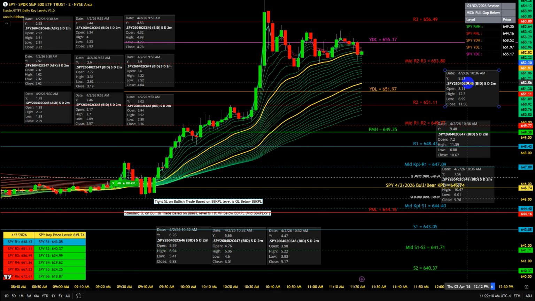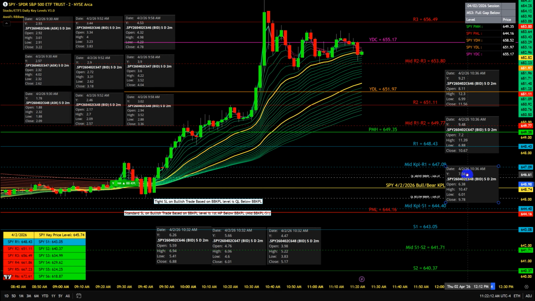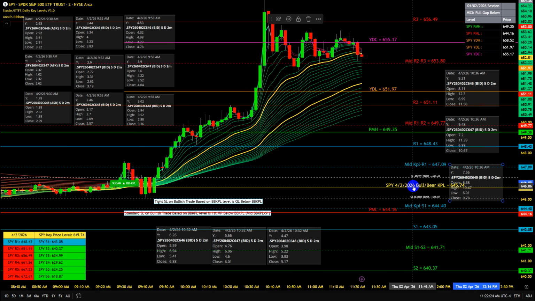Now with this particular indicator, you can either take a scalp trade. A scalp trade is a one level move in your favor, and that is derived from the level that you're basing the trade on, in this case the bull bear KPL. The direction of the trade is up since it's a bullish trade. One level up is the R1 level. So on the 9:52 a.m. candle here, we have a hit of the R1 level. That would be your scalp only exit if you're only doing a scalp.